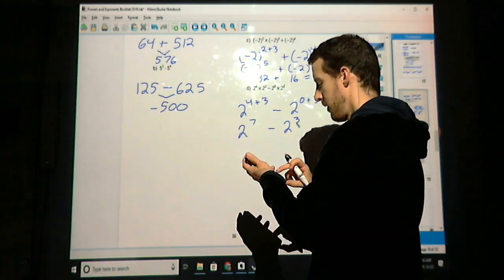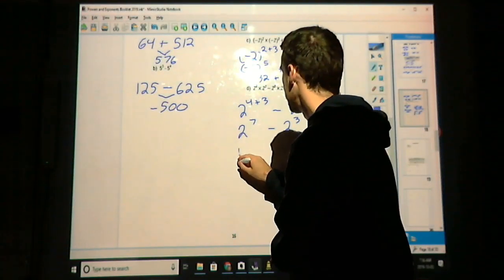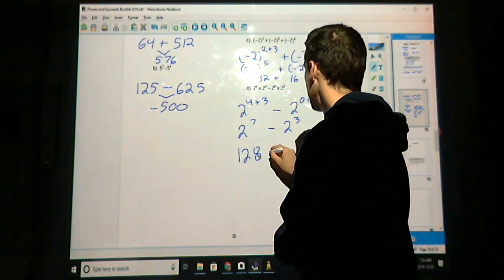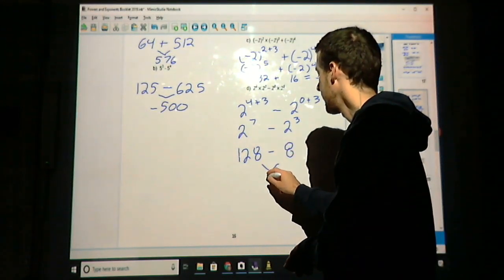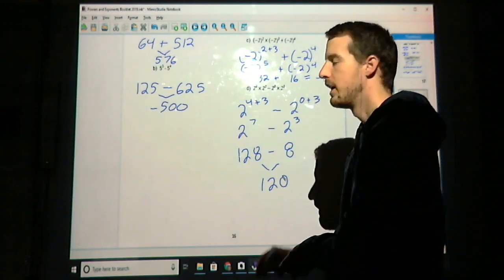Over here, 2 to the power of 7, 128, minus 2 to the power of 3, which we know to be 8. So our final answer is equal to 120.